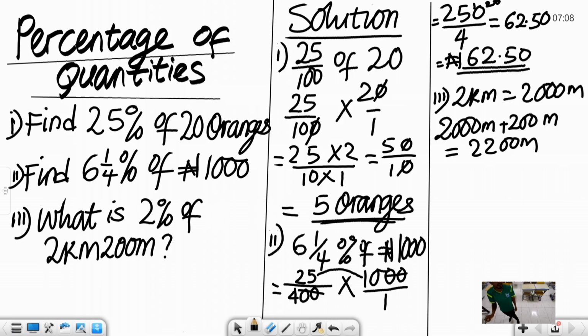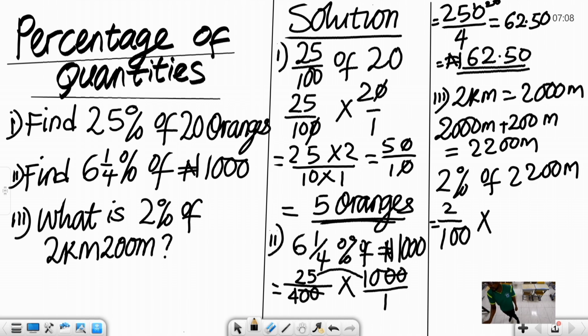So now we can find 2% of 2,200 meters. That is 2 over 100 multiplied by 2,200 over 1. Two zeros here, cancel 2 zeros here. 2 times 22 is going to give us 44. So at the end the answer is 44 meters.